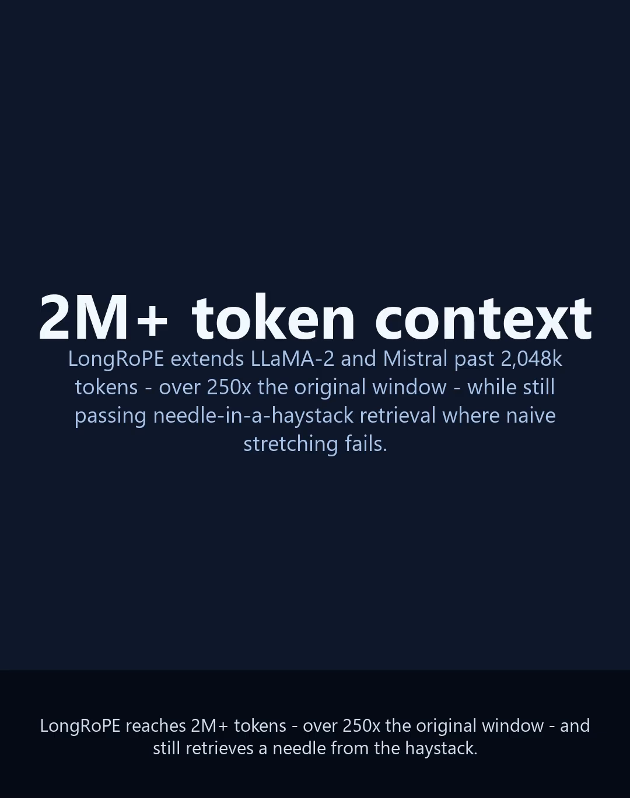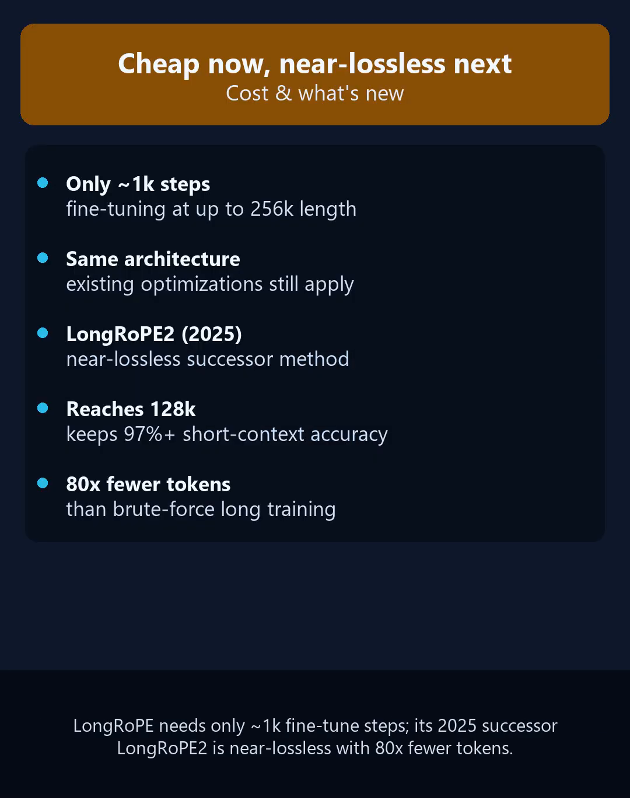The headline is scale. LongRoPE extends LLaMA2 and Mistral past 2 million tokens, a leap of more than 250 times the original window. And it does this while keeping strong accuracy. On long context retrieval tests, the extended models still find a needle buried deep in a haystack of millions of tokens, where naive stretching would have failed completely. It is also cheap. LongRoPE needs only about 1,000 fine-tuning steps at up to 256,000 length, and it keeps the original architecture, so existing optimizations still apply.